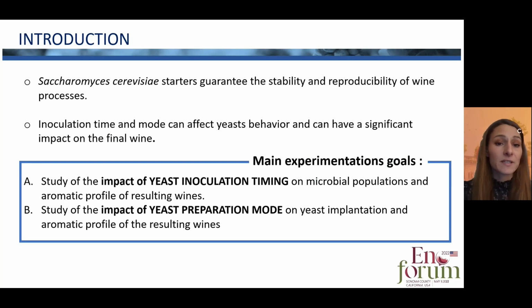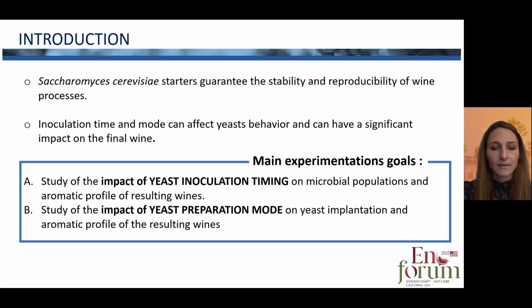So Saccharomyces cerevisiae starters are widely used in industrial winemaking, and they guarantee the stability and the reproducibility of wine processes. We know through different studies that the choice of the type of yeast, the inoculation time, but also the preparation mode can affect all the yeast behaviors, therefore their kinetics, their population, and have a significant impact on the final wine. So the main experimentation goals of this study were the following.